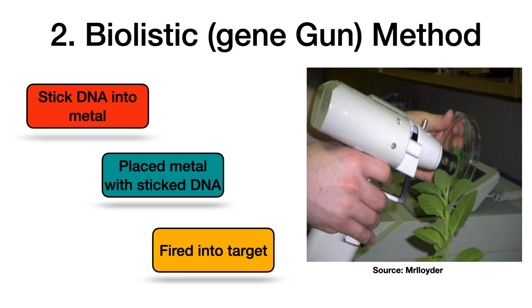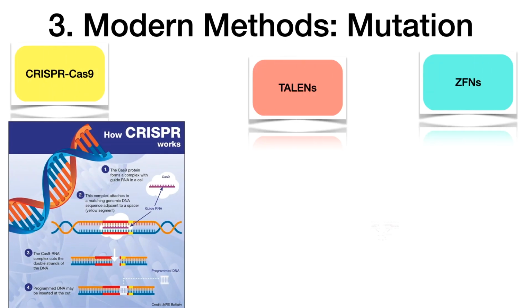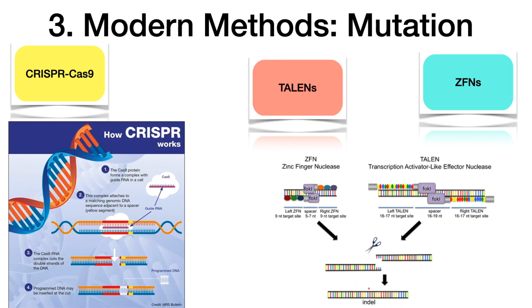This is the gene gun method, and it is highly successful and more practiced in plants, but scientists are using these methods in animal cells as well. And the final one I would like to call modern methods, which deals with mutation. There are some specific tools that are being successfully used for gene editing. The first one is CRISPR-Cas9, the second one is TALENs, and the third one is ZFNs.